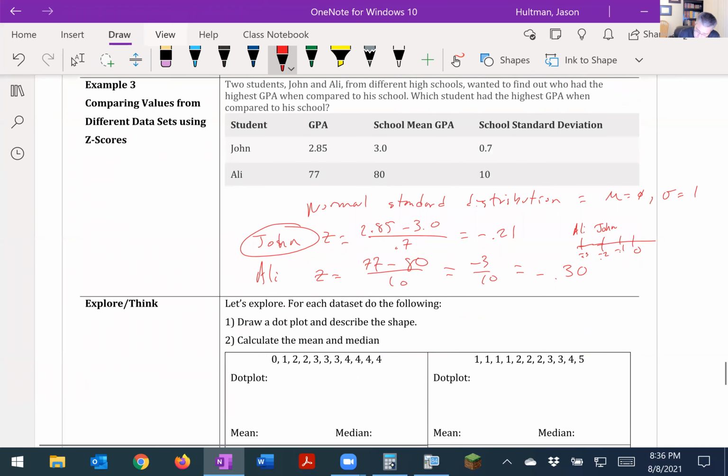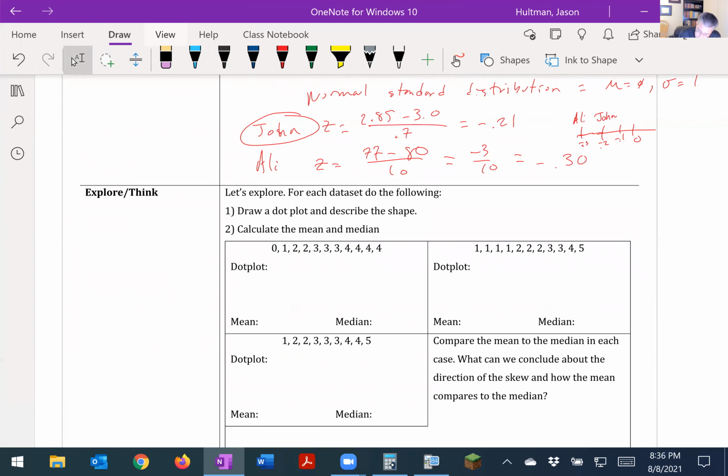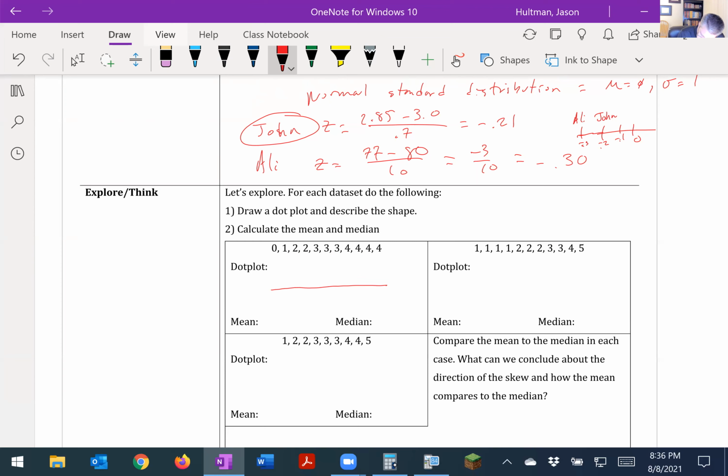Okay, let's explore the following data sets. For each data set, do the following: draw a dot plot and describe the shape. Calculate the mean and median. Okay, so for the dot plot, we're going to go 0, 1, 2, 3, 4. We have one value at 0, one value at 1, 2 at 2, 3 at 3, and 4 at 4.